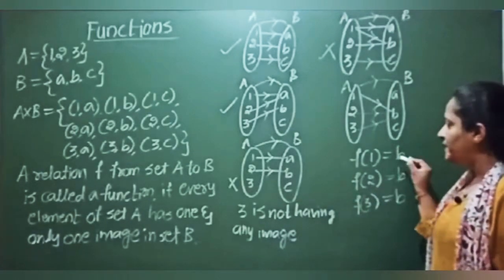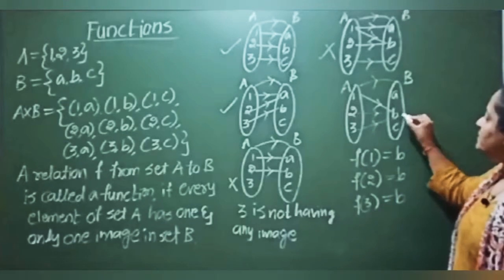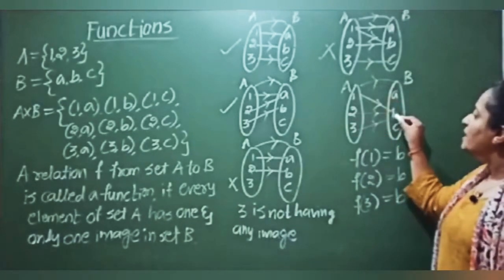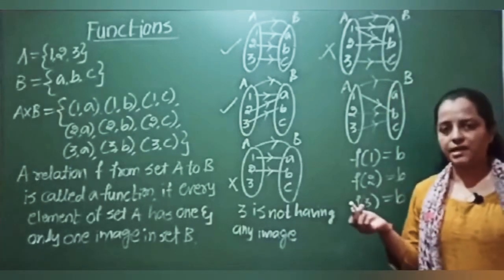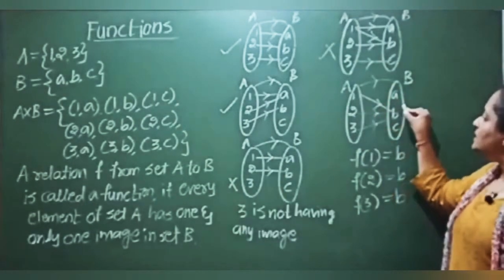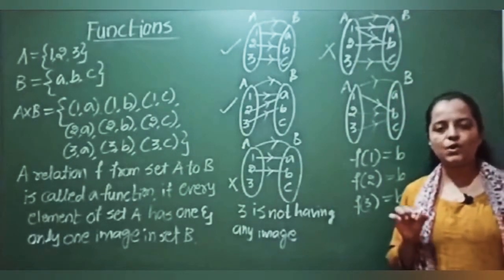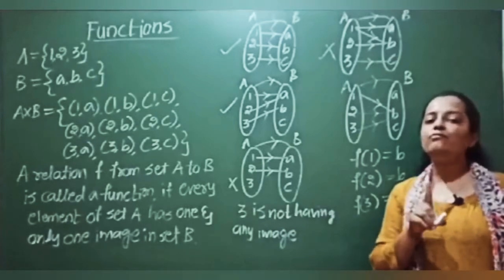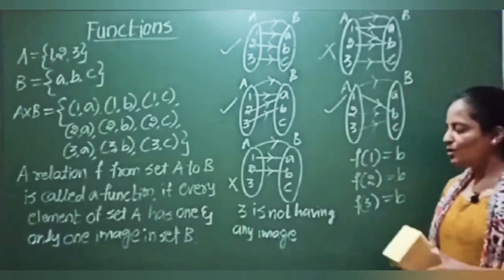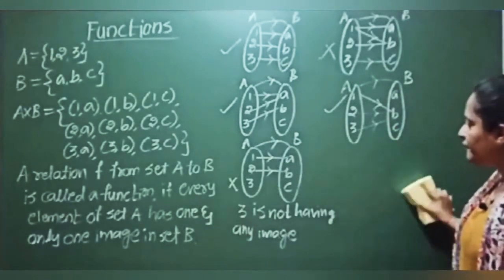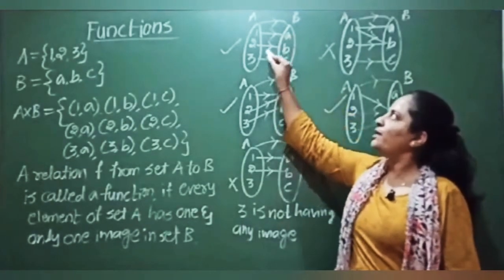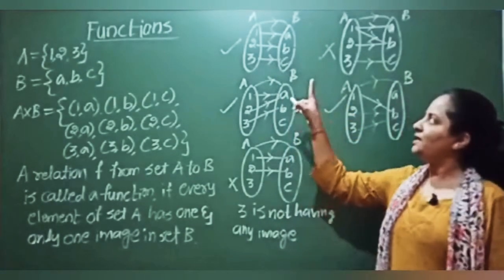So each and every element is having an image, and a single image. They are having only one image, yes. All the elements of the set A are having only one image, that is correct. They can have the same images. All the elements of the set A can have the same image in the set B, that is not a problem, but they should have only one image in the set B. So this is also a function. So I hope you all understand the definition of a function. What is that? Every element of set A should have only one image in the set B.